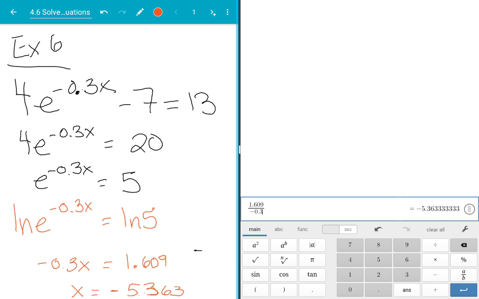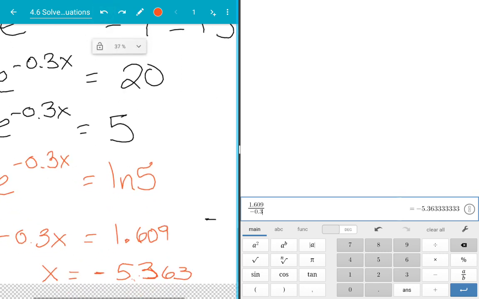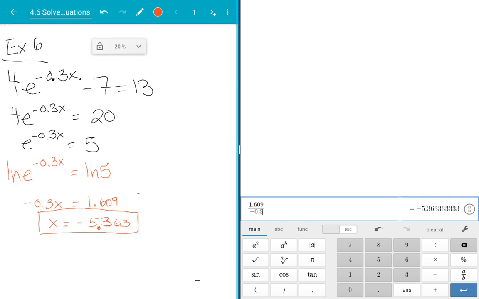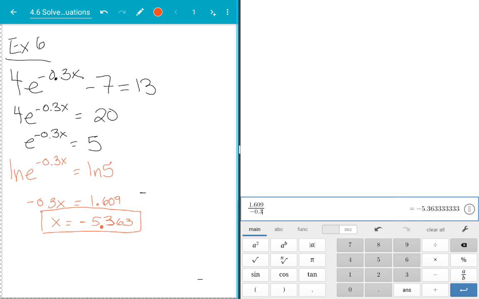So negative 5.363 is my solution. If we take a look at our work for this problem, we started by adding the 7 to the other side, got the 20, divided both sides by 4, and got 5. To get rid of the base e, we need to use natural log. Natural log has the same base as e, so that's going to help us cancel out the e. Then we just have the exponent is equal to 1.609. We divide both sides by the negative 0.3, and we get our result.